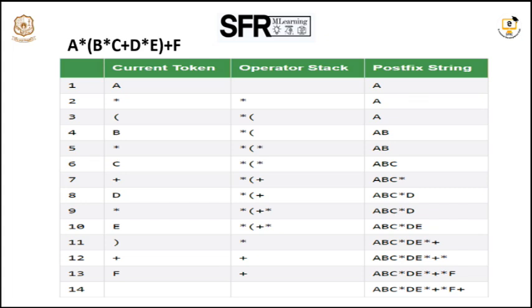The next character scanned is close parenthesis. If the scanned character is a closed parenthesis, then what we have to do is pop the stack until we see the open parenthesis. So, we are going to pop first star and then plus. As we reach the open parenthesis, at that stage we will stop. The next character scanned is plus, it will be pushed to the stack, and the next character scanned is F.